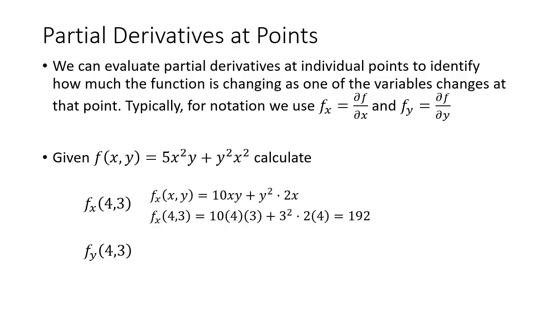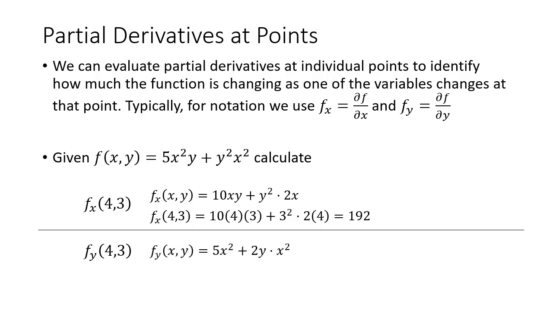The process for y is similar. We first of all take the partial derivative with respect to y, where partial derivative of y with respect to itself is 1, x squared is considered a number, and 5 is considered a number. So for the first part, it's just 5x squared times 1, which is 5x squared. For the second part, the derivative of y squared with respect to y is 2y, and x squared is considered a number. So the derivative of the second part is 2y times x squared.